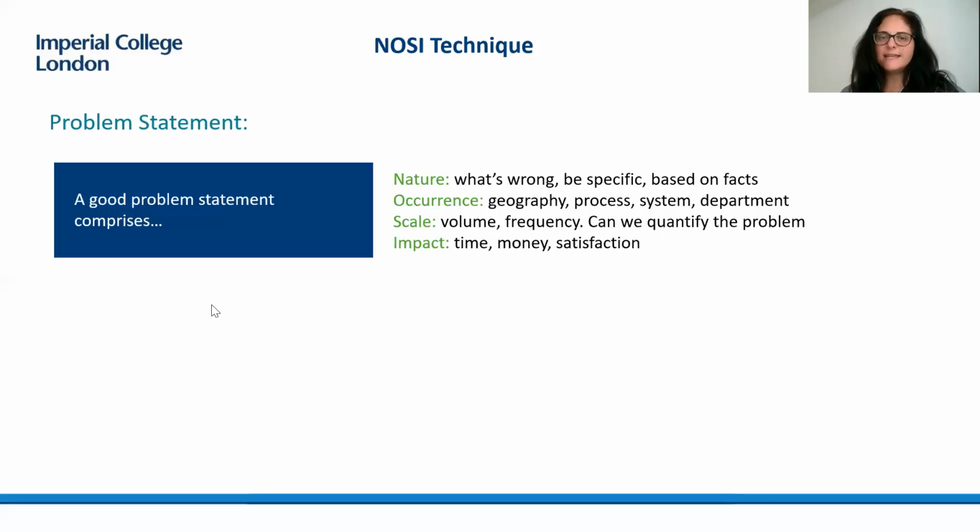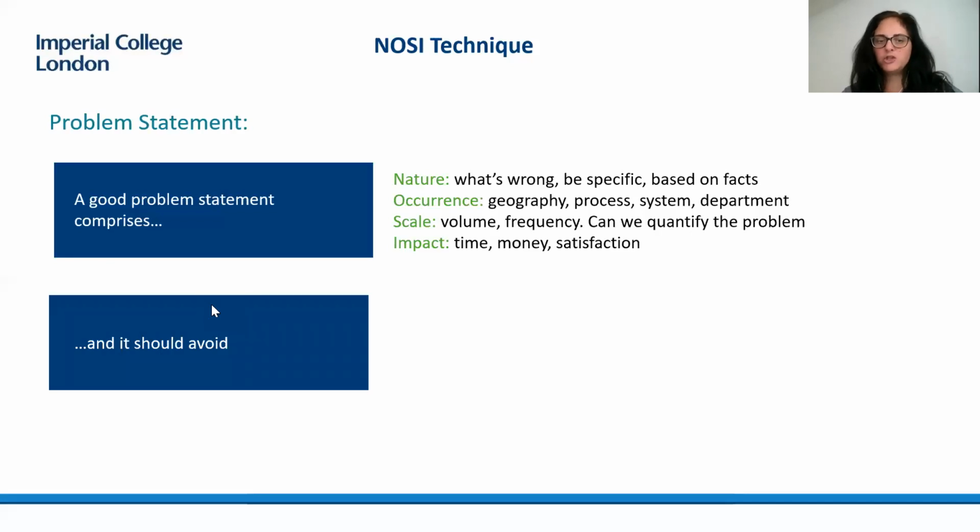Then you ask yourselves, what impact is it having? Is it costing our teams extra time? Is it costing us money? Are we losing money? Are we losing customer satisfaction? So asking yourselves, what is the impact that this problem is having? Remember, you are describing your problem in terms of what is wrong, where it's occurring, what the scale is, and the impact is, and this results in X amount of money lost, customer satisfaction decrease, etc.